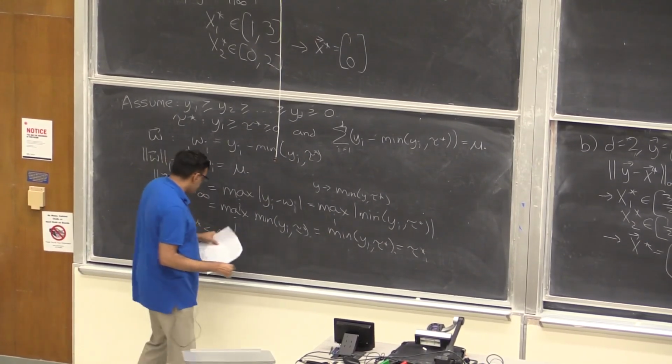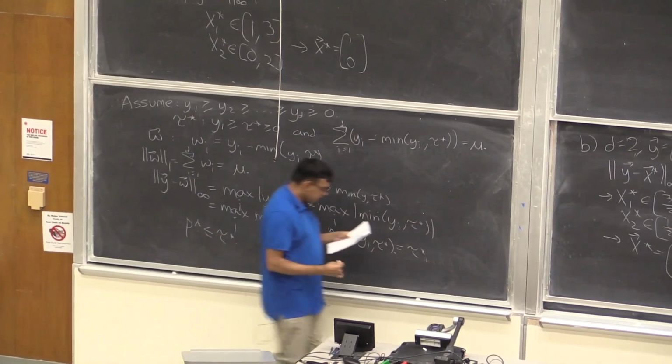And so therefore we get p star less than or equal to tau star.